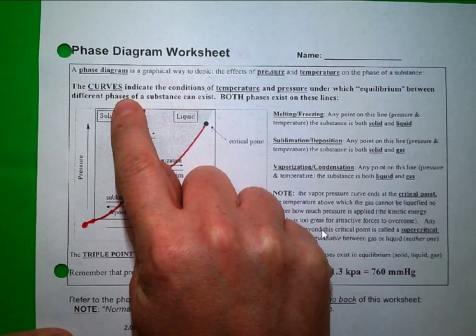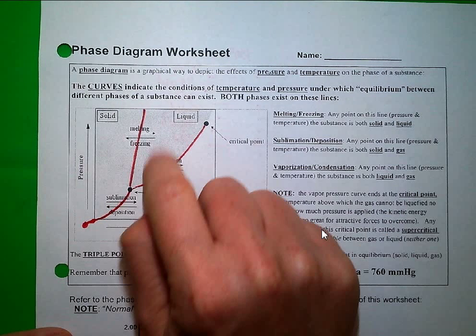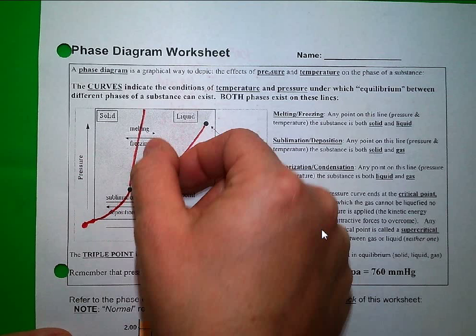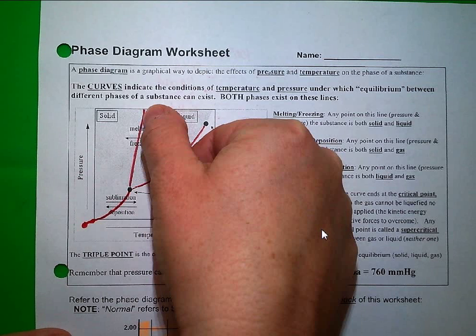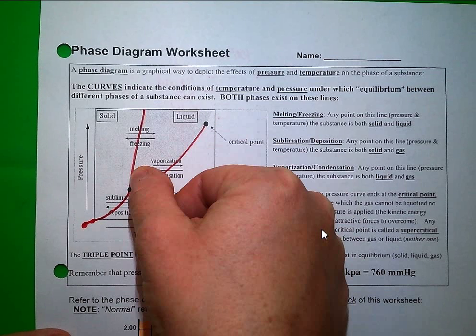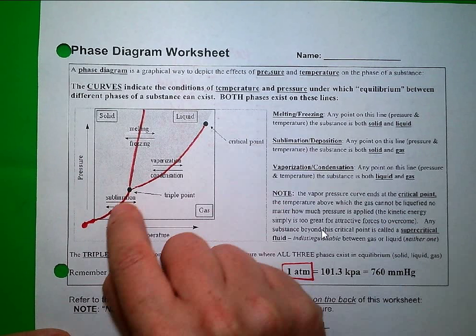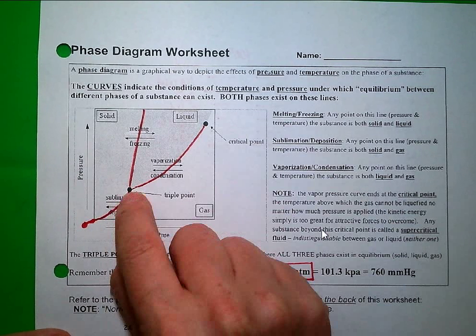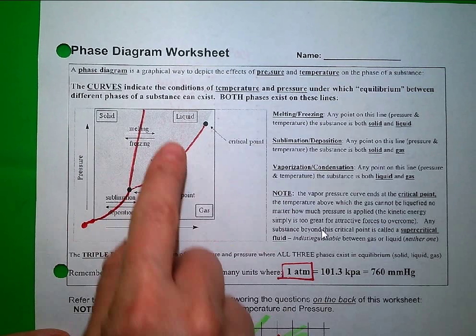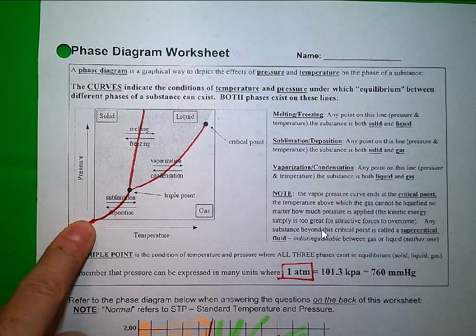And so both phases, so you can see here, this line would show your melting, freezing points. So if something lands on that line, here, vaporization, condensation, and sublimation, deposition. And you will always have solid, liquid, and gas. And again, we are looking at on our y-axis the pressure and on our x-axis the temperature.